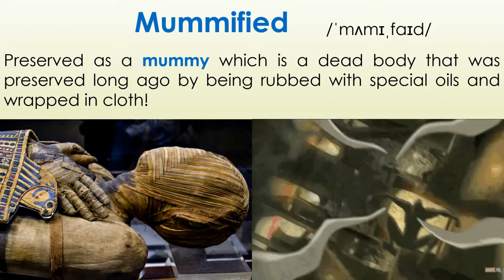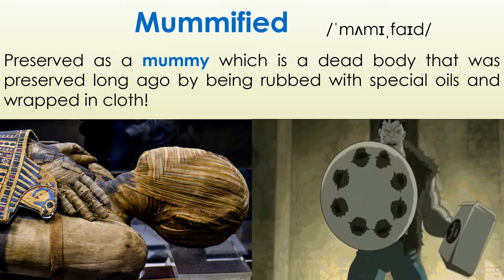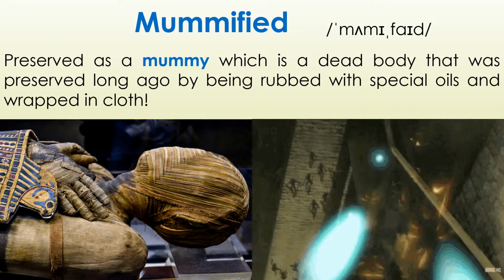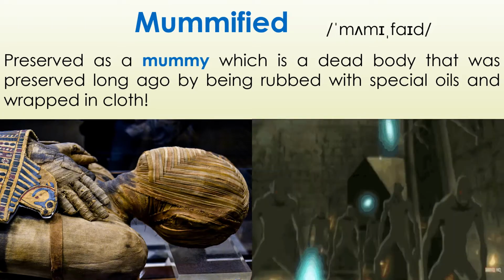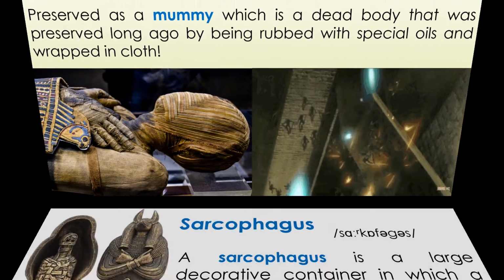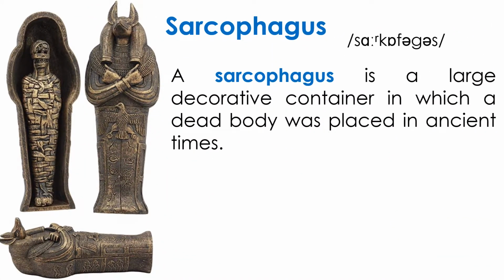Mummified. Mummified means preserved as a mummy, which is a dead body that was preserved long ago by being rubbed with special oils and wrapped in cloth. Sarcophagus. A sarcophagus is a large decorative container in which a dead body was placed in ancient times.